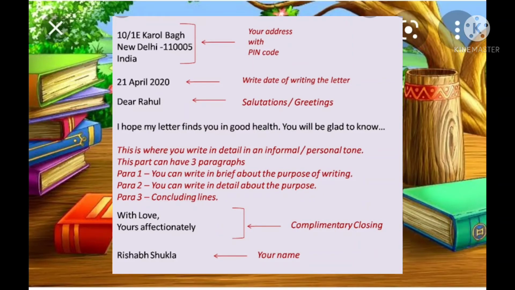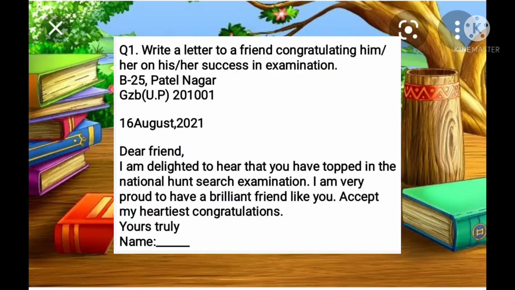In informal letters, we can choose our own words to write the letters and explain it in our own ways. Then, after concluding the lines, we write with love, affectionately. Complimentary closing: we can also write yours truly, yours lovingly, etc. And the last one is your name. So children, this is the letter which is given in your book.